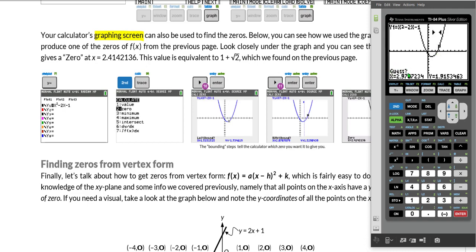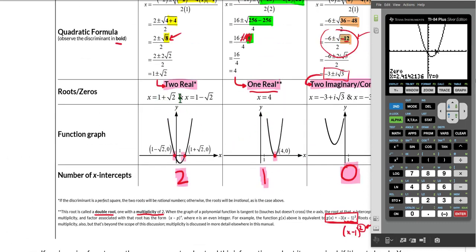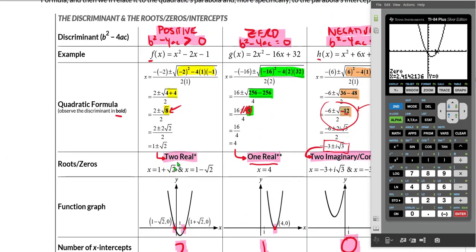The calculator is asking me, do I want the calculator to take a guess? And yes, of course, calculator, I want you to take a guess. So I am going to hit enter. And the calculator is telling me that there is a 0 at 2.414, which actually is 1 plus root 2, which is one of the two zeros of the quadratic that we used here.